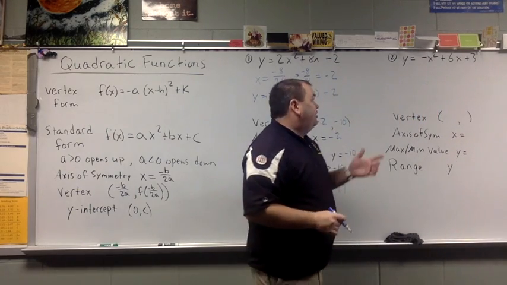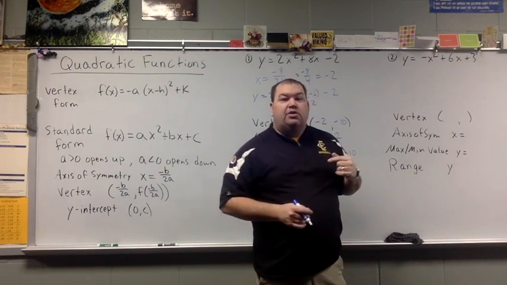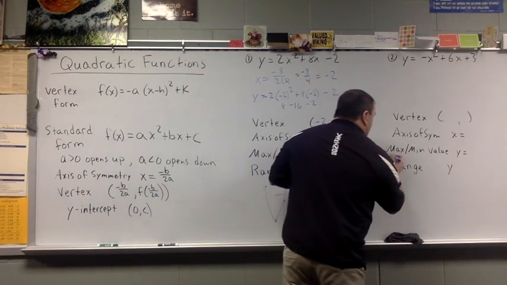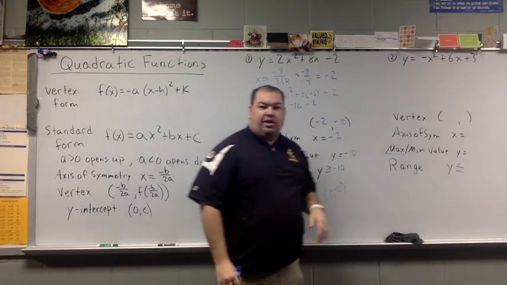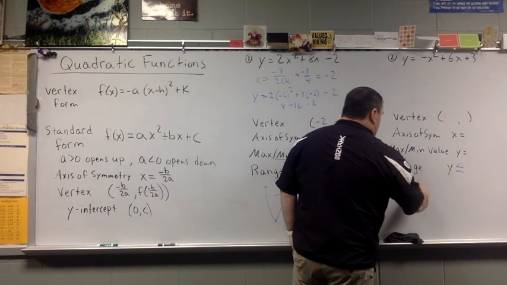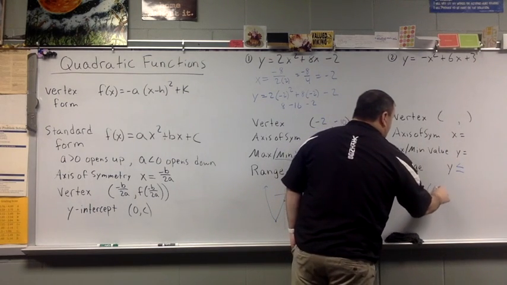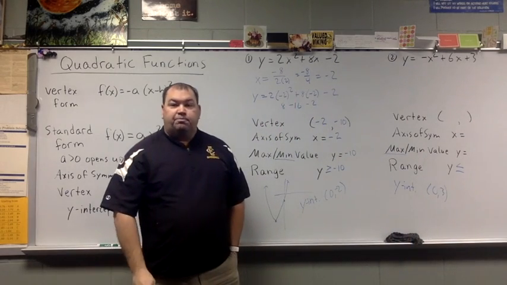Let's take a look at another example. Now, right away, I notice that this one is pointing down. So we're going to have maximums, and the range is going to be everything less than or equal to something. I got that right away. The y-intercept is the easy one. This thing crosses at 0, 3. I just pull that out of the standard form.